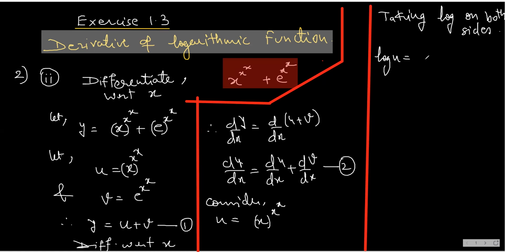I'll get log of u equals log of x raised to x. And you know what log of m raised to n is. This is m and here you have n. So log of m raised to n will be n log m.